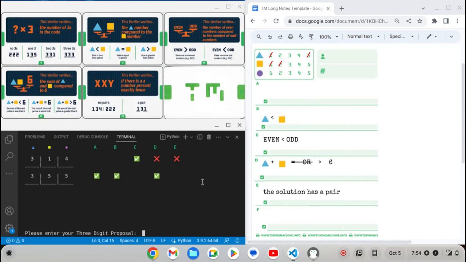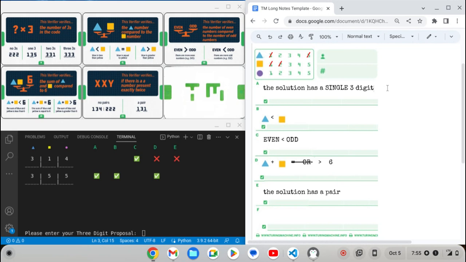Okay, so it is true that there's only one 3-digit. So let's go ahead and type that up, and we'll say that the solution has a single 3-digit. Okay, so we have a single 3-digit.